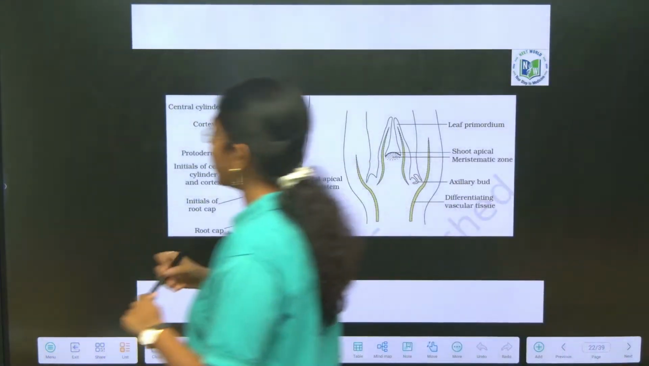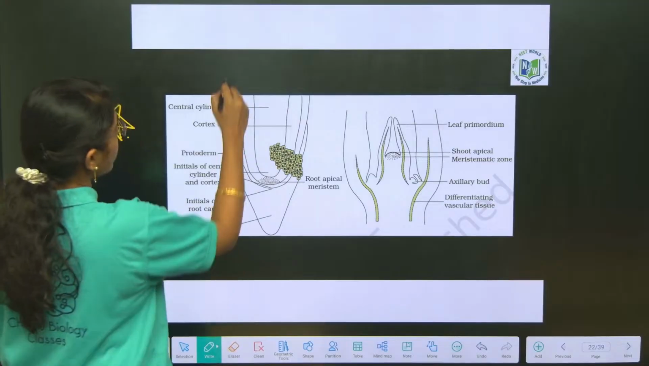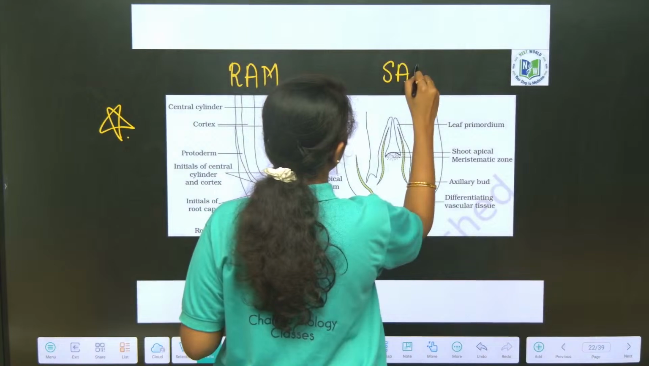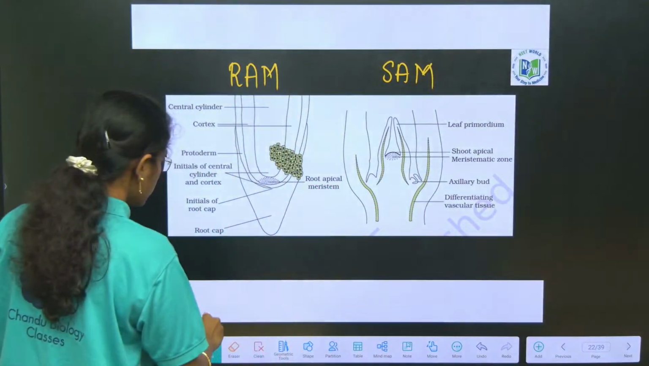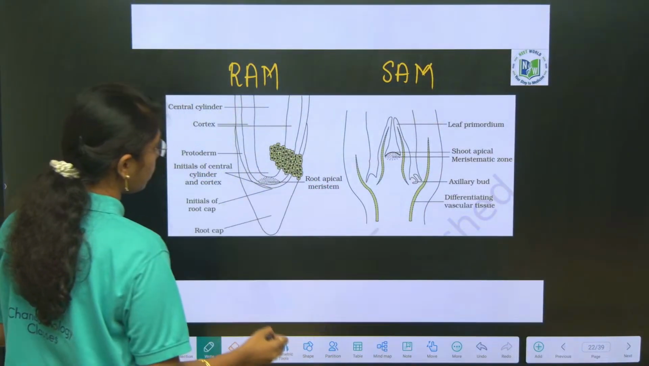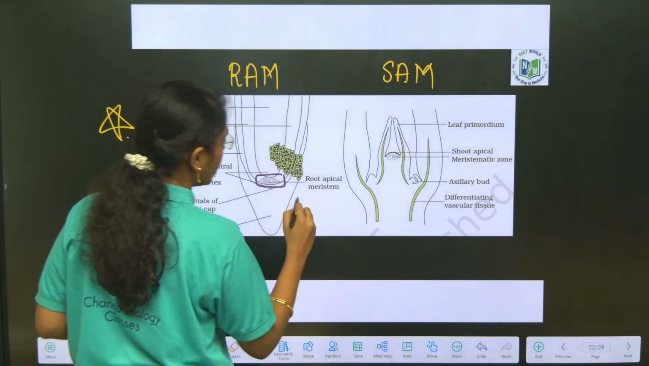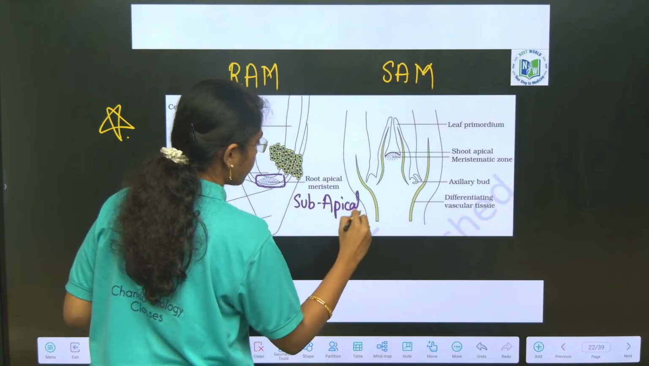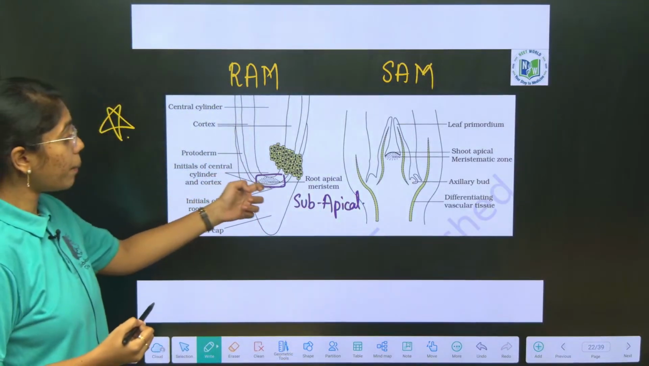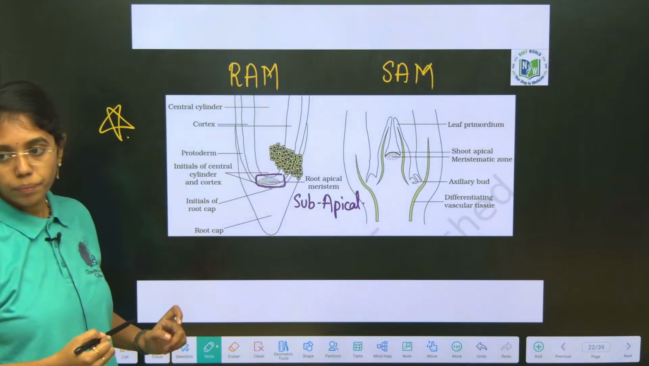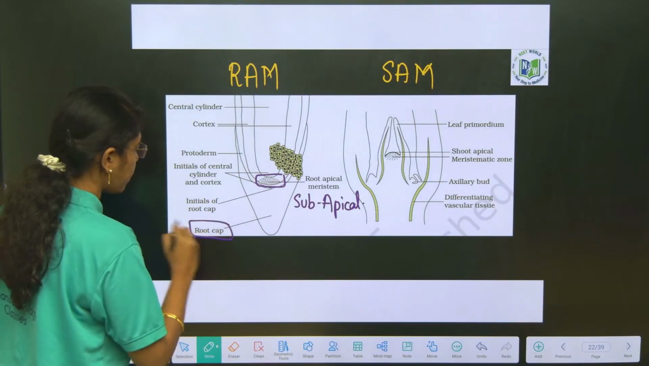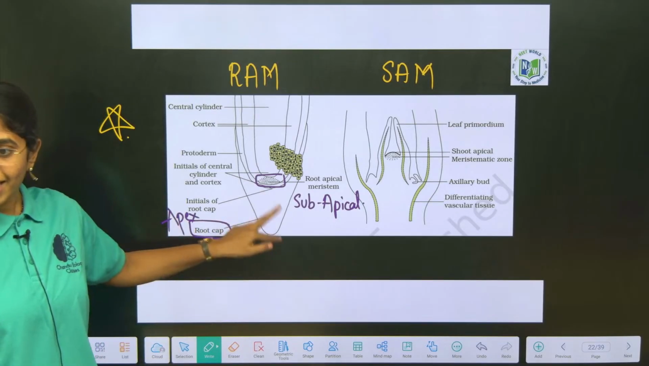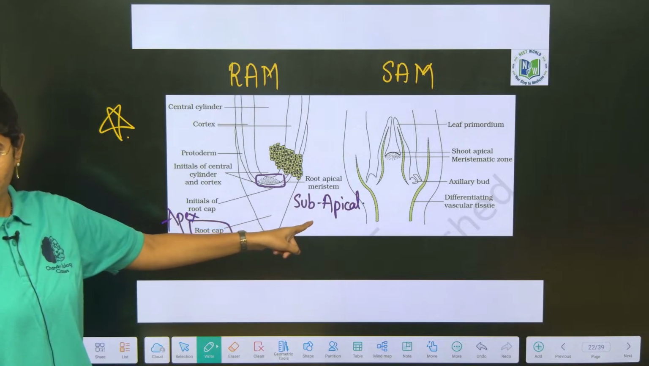These diagrams are very important. One is showing what? Root apical meristem, and the second is shoot apical meristem. Here, the meristematic region in the root apical meristem, if you see, is in the subapical region. Okay, subapical region, below the root cap. The root cap is at the apex. In the subapical region you have the root apical meristem.